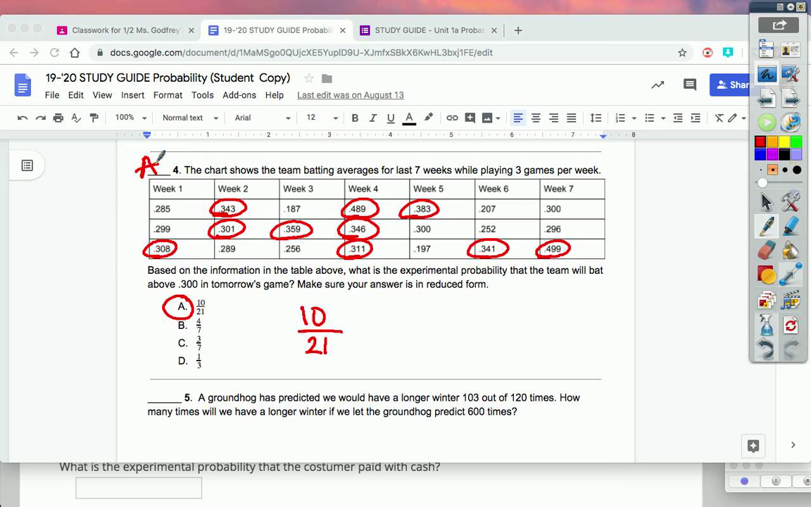Any questions here? Okay, moving along to our next one.